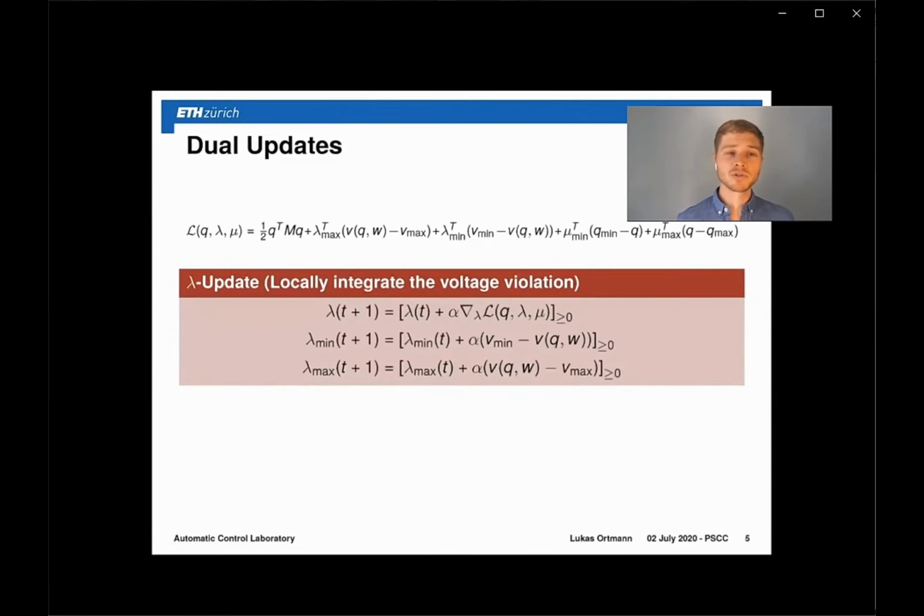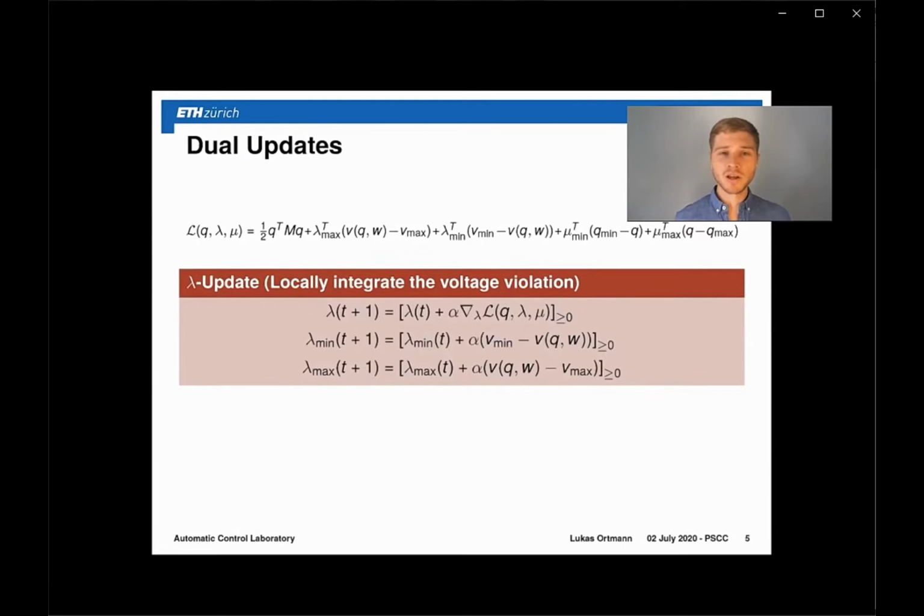Then we're going to do dual updates. The first is the lambda update. Lambda t plus 1 is going to be the old lambda t plus some step size alpha times the derivative of the Lagrangian with respect to lambda. So we're just going to do a gradient ascent in lambda, and that's a normal procedure that we know from optimization techniques. We also introduced this bracket operator around this term to make sure that this dual variable is always positive, because it's a dual variable associated with an inequality constraint, and therefore it always has to be positive.